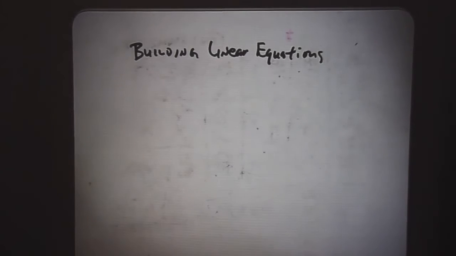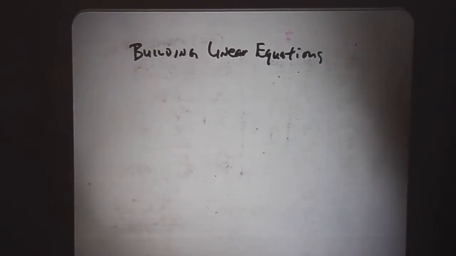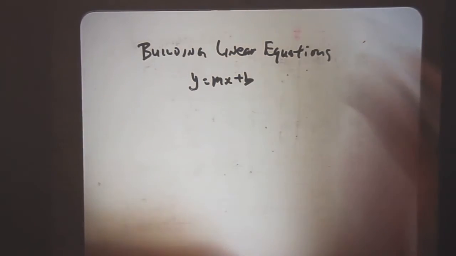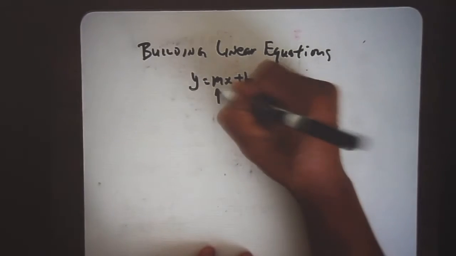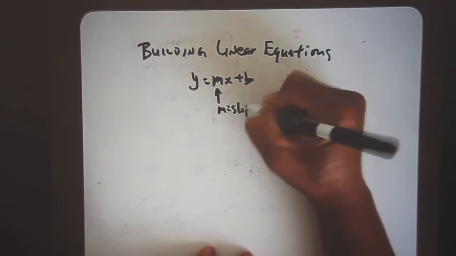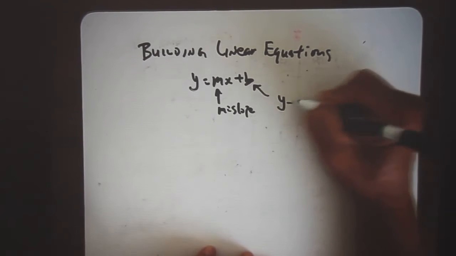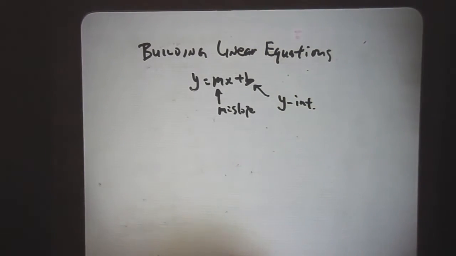We looked at how to graph a line last time, and two special cases, the horizontal and vertical line, in which case building those equations are relatively easy. But today we're going to be building a linear equation given some specific details about the line in question. And the form we're going to start out with is the y equals mx plus b form of a line, which again, if you remember, m is the slope of the line, and this b value at the end is the y-intercept. It's where it crosses the y-axis.